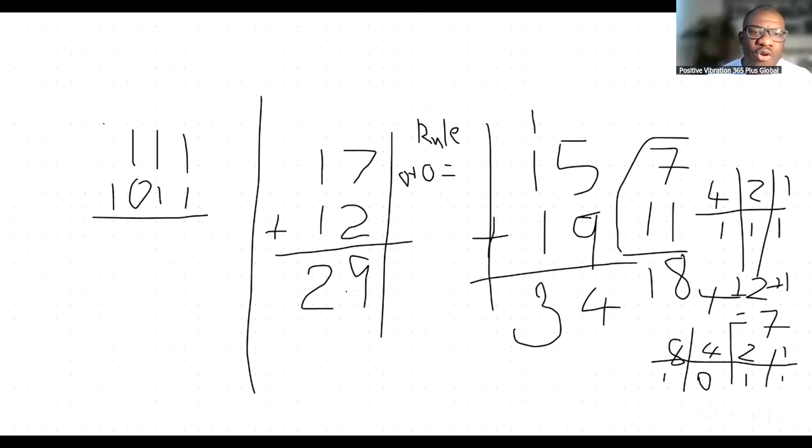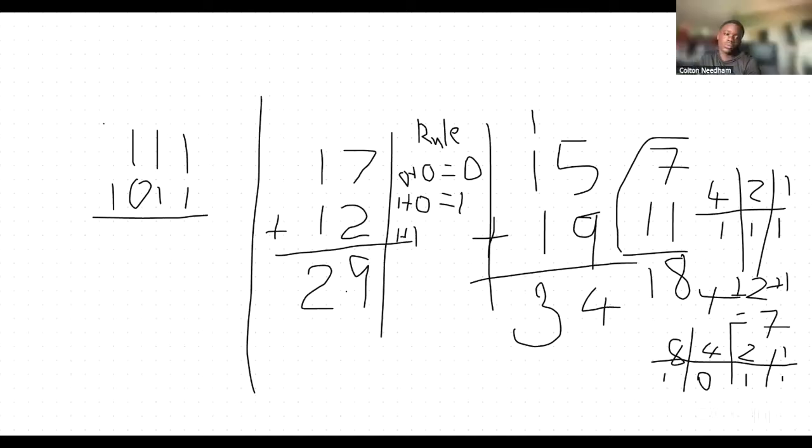Okay, 1 plus 0. If you have one thing plus 0 things, you're supposed to get what? 1. Nice. So the problem now: 1 plus 1 gives you what? If I have one thing plus one thing, what do I get? 2. Here's the problem. There is no such thing as 2 in binary, so I need to find a sequence to represent 2.